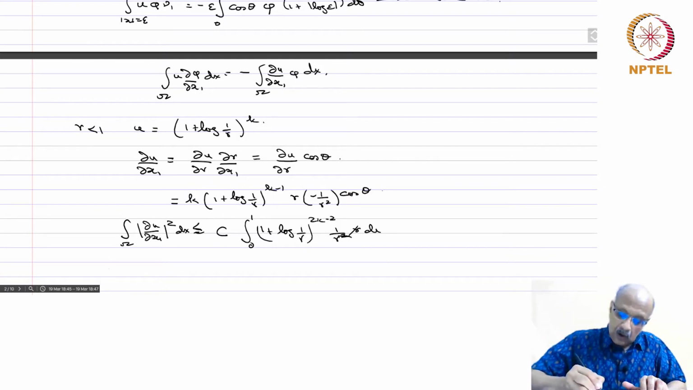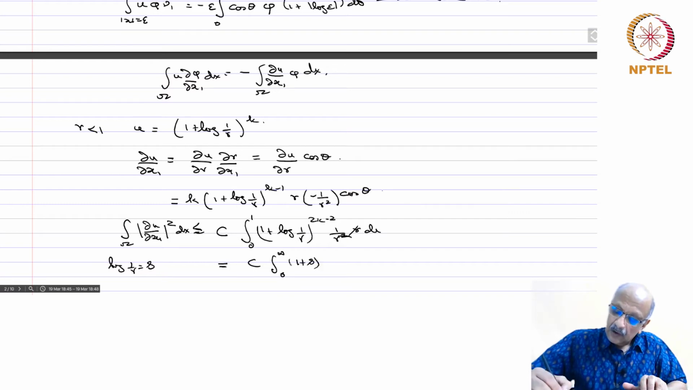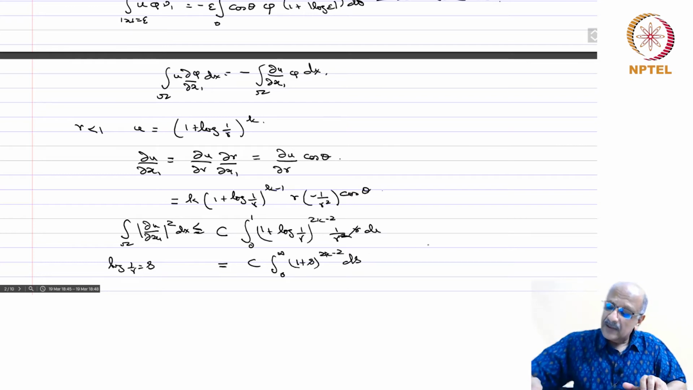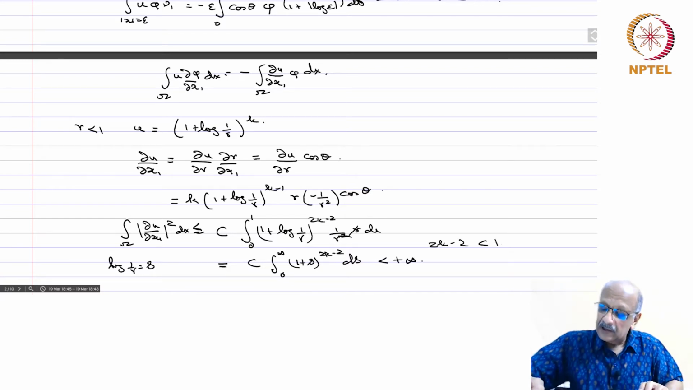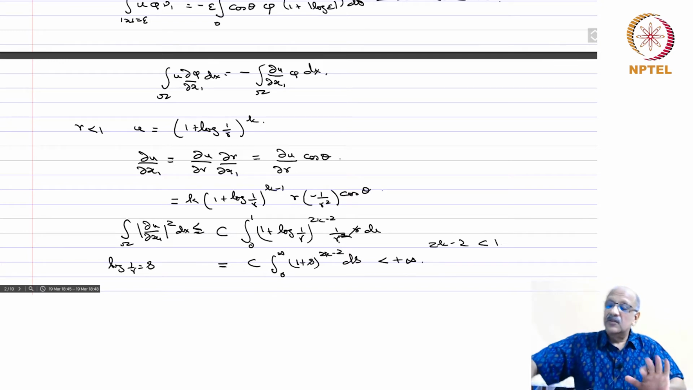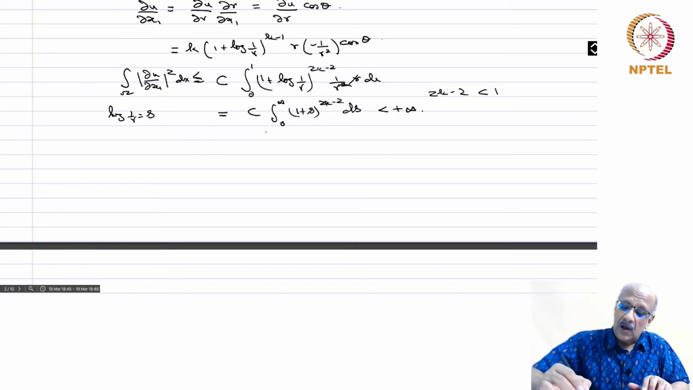Now if I put log 1 by r equal to s, this will be equal to c times the integral from 0 to infinity of (1 plus s) to the power 2k minus 2 ds. Now you have k less than half, so 2k minus 2 is strictly less than 1, and therefore this is a finite integral because the exponent is strictly less than 1. It is integrable on the entire half of the real line.